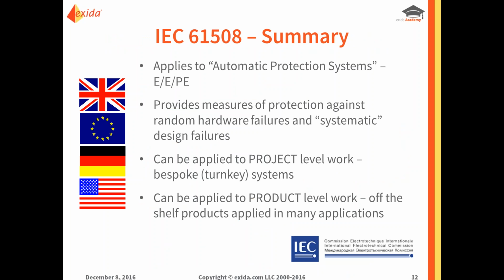IEC 61508. Generally, it says it is applied to the automatic protection systems. It is a measure of protection against random hardware fault tolerance, and we'll find out what that means, along with systematic design failures, and we'll talk about what both random and systematic failures are. It can be applied to both product and project level work. So it can just be the turnkey systems or it can be off-the-shelf applications. It doesn't matter. IEC 61508 can be applied to both cases.